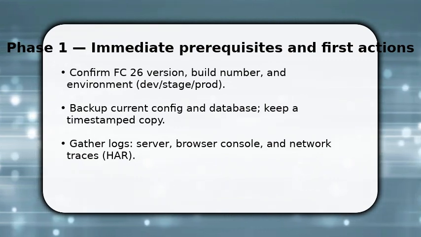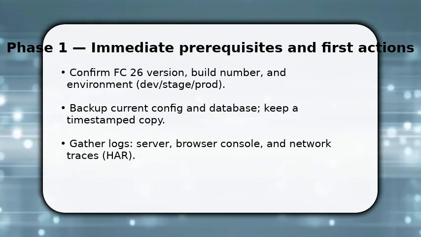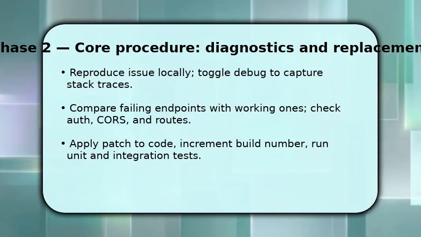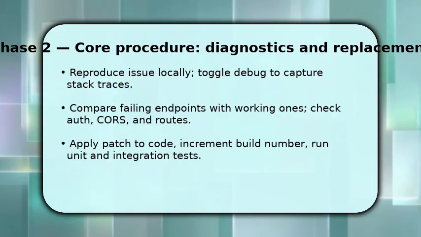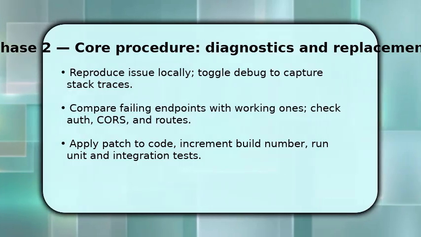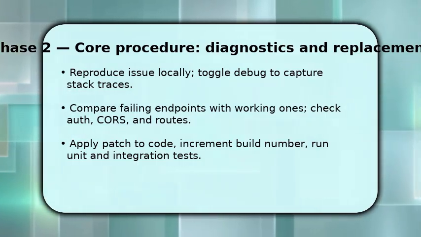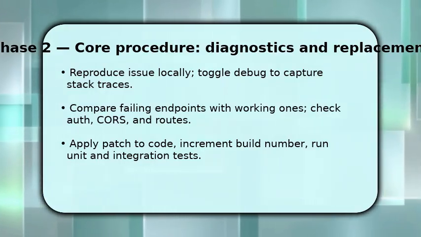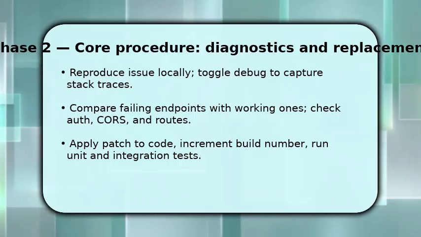You reproduce the error in a controlled environment so you can observe stack traces and variable states. Once you can reproduce it, compare the failing endpoints with working ones and inspect authentication, CORS headers, middleware, and route mappings to find mismatches. If code needs a fix, apply a concise patch, increment the build, and run unit and integration tests to verify behavior.